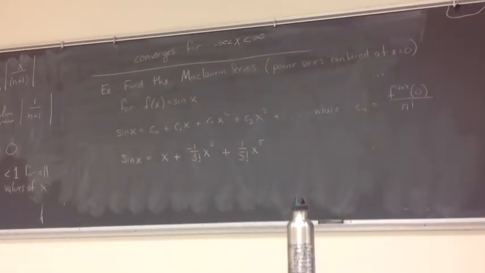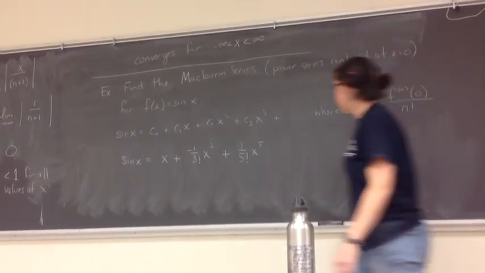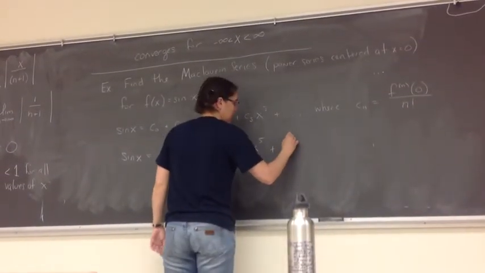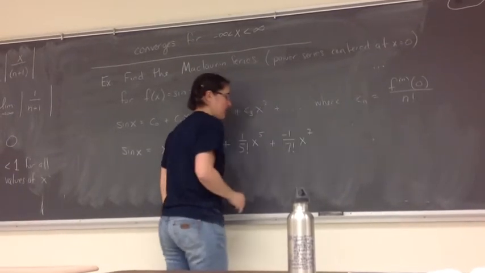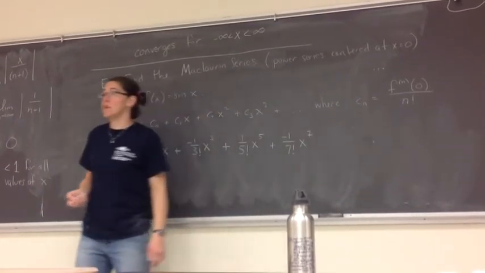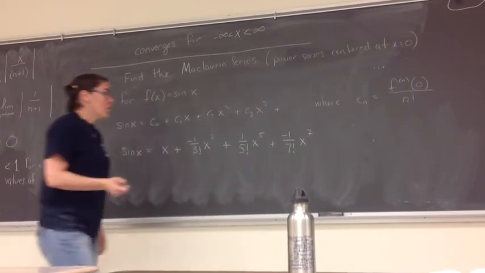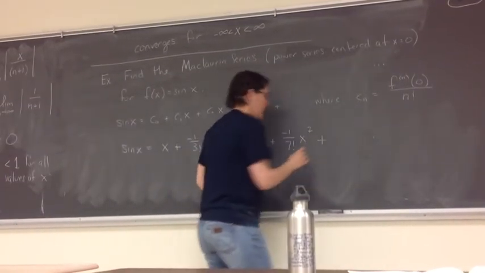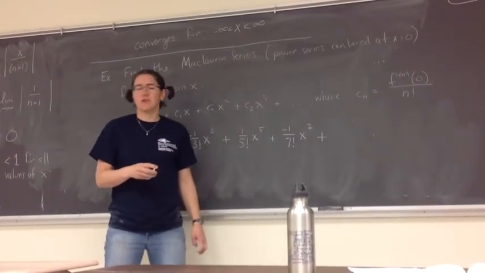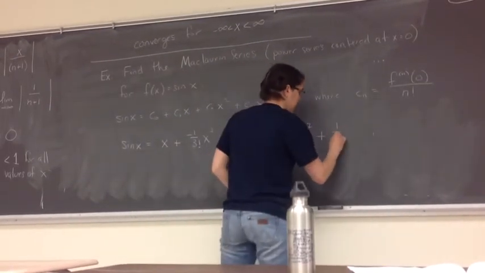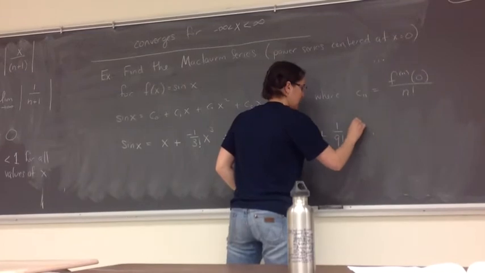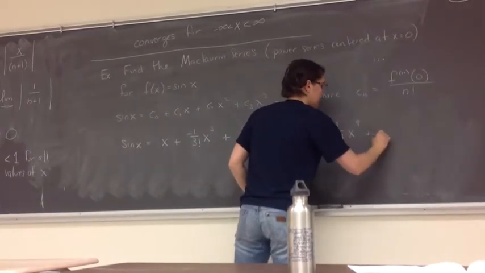C6 is 0, so I don't need to write it down. 7 is plus negative 1 over 7 factorial times x to the 7th. 8 is 0. What do I expect in terms of my pattern for my 9th coefficient? 1 over 9 factorial, so it would be plus 1 over 9 factorial times x to the 9th, and then plus dot dot dot.